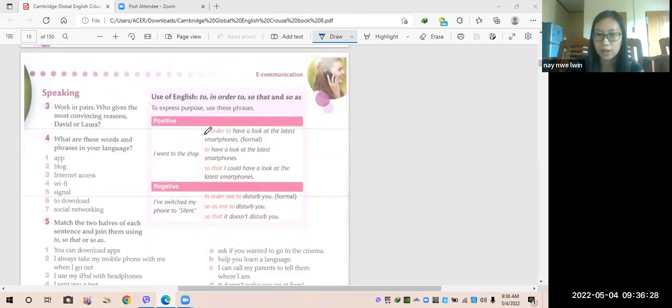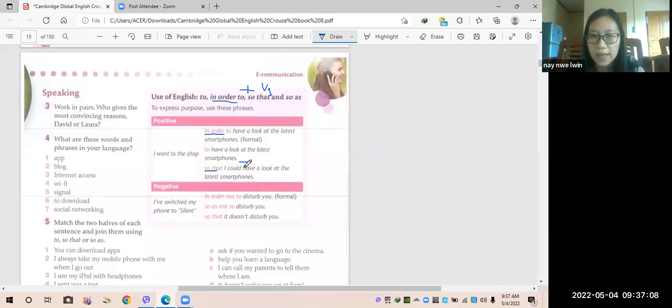So if we want to use in order to and to, we just have to use them with an infinitive verb, as we easily call verb one, right? In order to have a look at, to have a look at. So you just have to use in order to and to plus verb one, in other words, the infinitive verb. But if you want to use so that, you have to use a full sentence. For example, I went to the shop, I could have a look at the latest smartphone. They both are full sentences. So we can use so that to connect those two sentences.